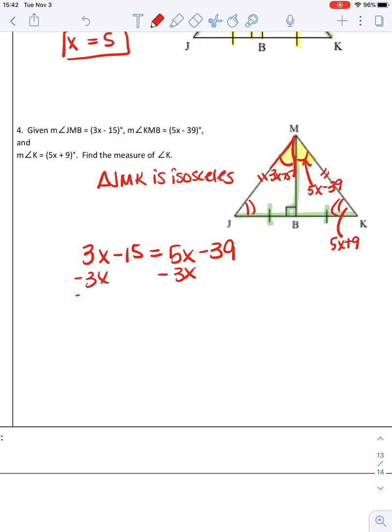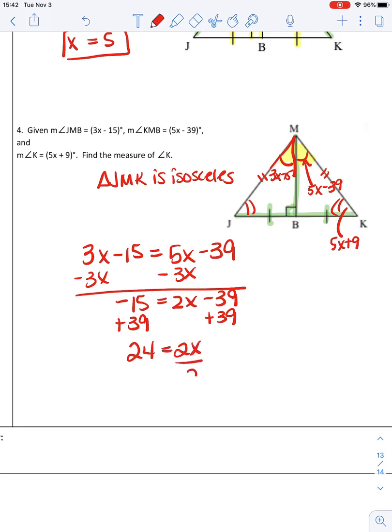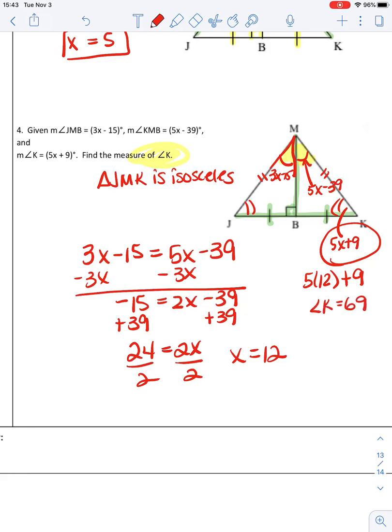So I subtract 3x from both sides. I'm left with negative 15 is equal to 2x minus 39. If I add 39 to both sides, then I get that 2x is 24. Divide both sides by 2, and you get that x is 12. Now, that doesn't answer the question. I asked for you to find the measure of angle K. So the measure of angle K is 5 times x plus 9. It's right here. Well, I just found out that x was 12. So it's 5 times 12 plus 9. That's 60 plus 9. So angle K is equal to 69. And that's your final answer.